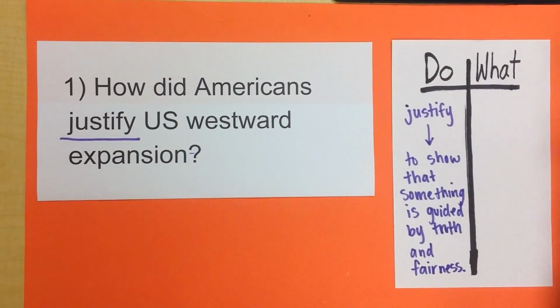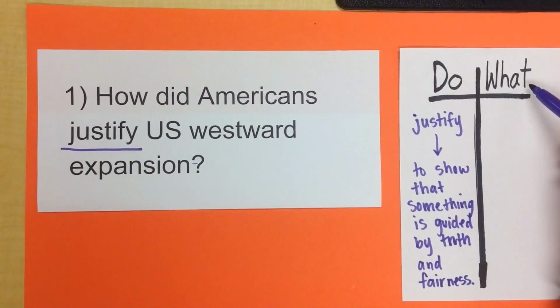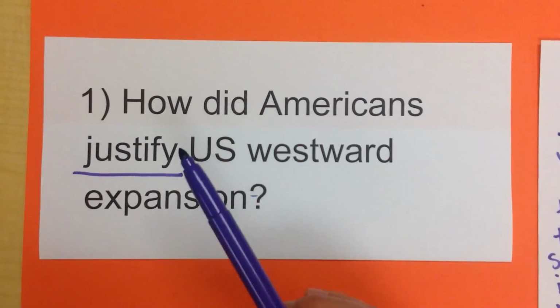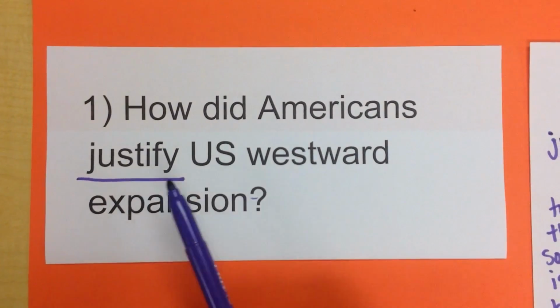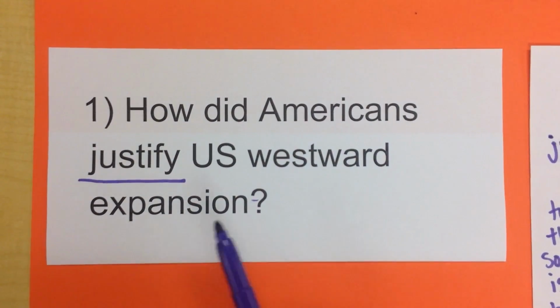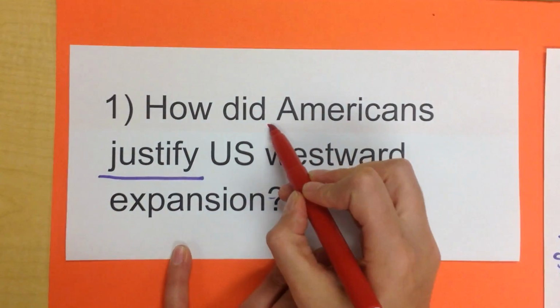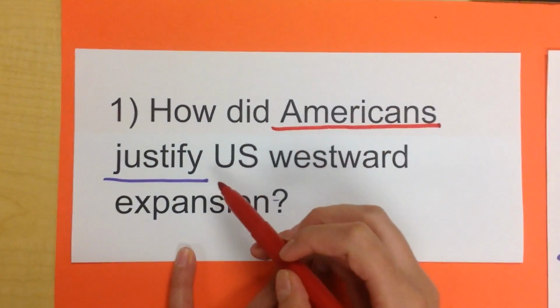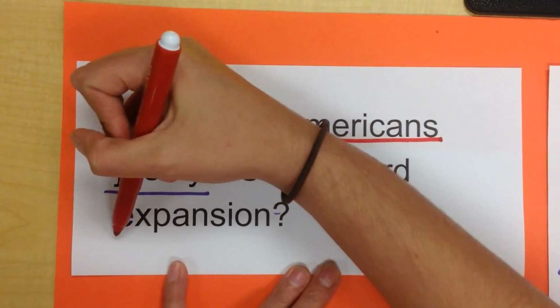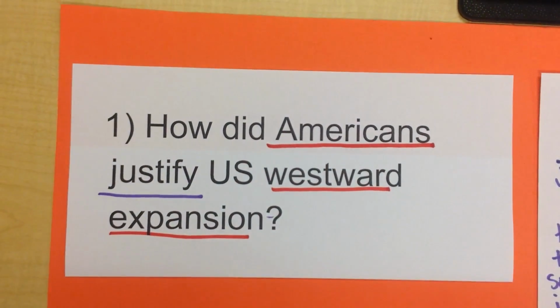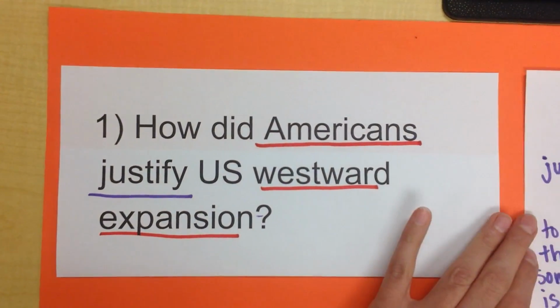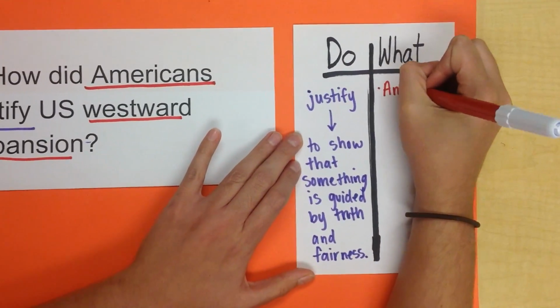Now let's figure out, what is the prompt asking us about? So let's go back and reread. How did Americans justify U.S. westward expansion? So the what is Americans and westward expansion. Okay? So the Americans, it's asking us about Americans.